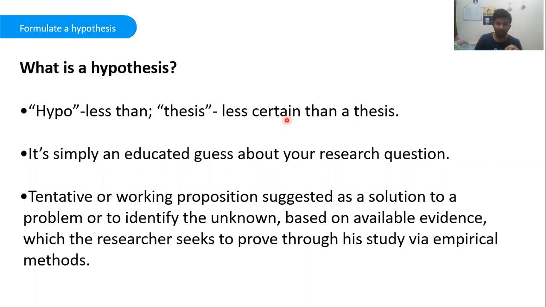So if we have to define it, it says a tentative or working proposition, which I'll explain later, suggested as a solution to a problem. The problem is a research question, or to identify the unknown based on available evidence. Available evidence is the background research that you did after having a research question, which the researcher seeks to provide to his study via empirical methods.